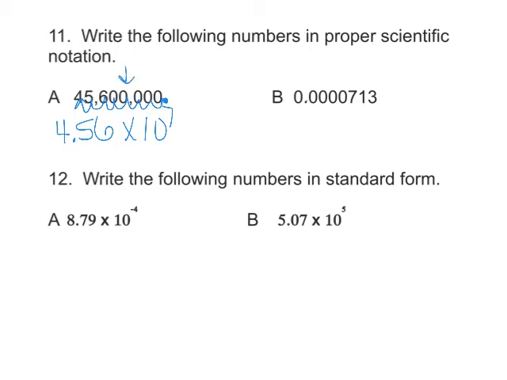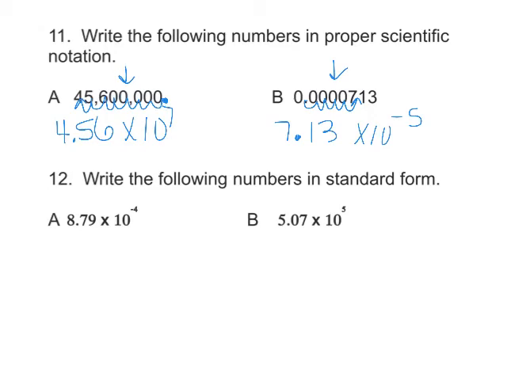Over here we find our decimal. 1, 2, 3, 4, 5. I stop after the 7 because now I've got one number to the left that's between 1 and 10. Times 10 to the -5th. Why is it negative? Well, because this original number is a very small number.